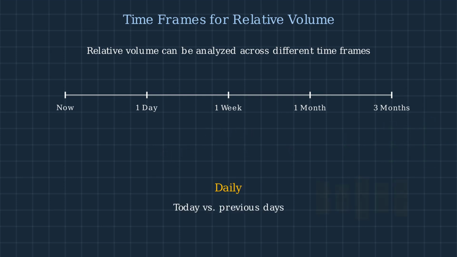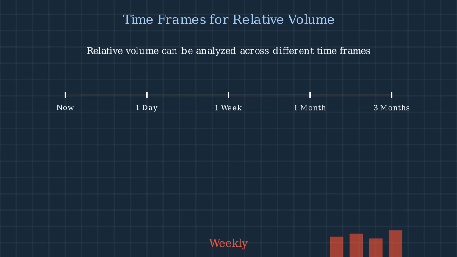Daily relative volume compares today's volume to the average daily volume over a specific look-back period, typically 20 or 50 days. Weekly comparisons help identify significant volume patterns that might indicate larger market shifts or sector rotations. Monthly relative volume analysis helps long-term investors identify major trends and potential market regime changes.